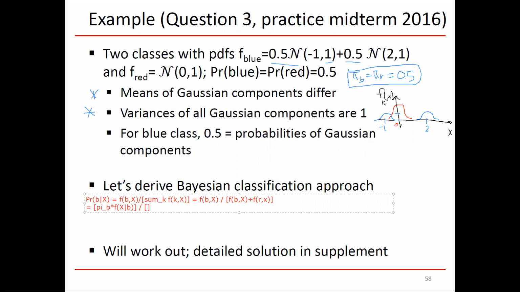Divided by, I'm going to copy this expression. And I have the same expression with blue and the same expression with red. Now, I'd like you to note that pi b equals pi r, so we can just remove it from the denominator and numerator.